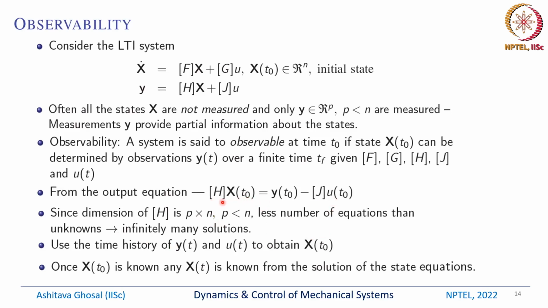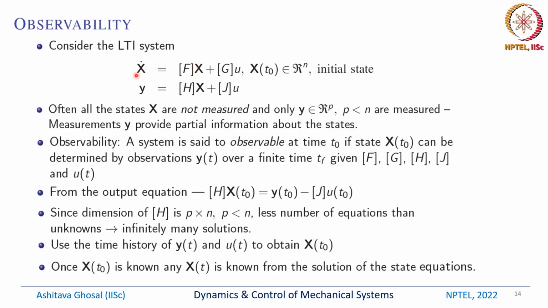Okay, so it is like Ax equals b. The dimension of x is n, but A is not n by n, so we have infinitely many solutions. So what can we do? We can use the time history of y of t and u of t to obtain x of t0. Once x of t0 is known, any x of t is also known. Why? Because the solution to the state equations is known.